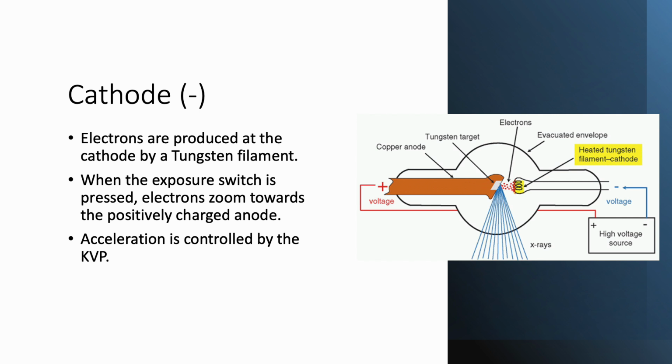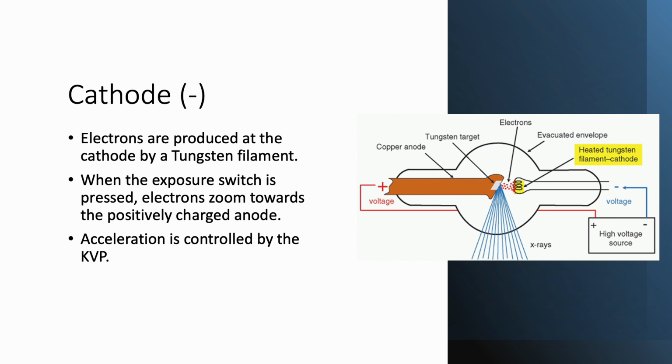All right, so as a review, x-rays are made inside the x-ray tube. This could be referred to as focal. So sometimes we're talking about the focal film distance. We're talking about the x-ray tube where the x-rays are produced. It all starts at the cathode, which is negatively charged, and the cathode produces electrons by a tungsten filament.